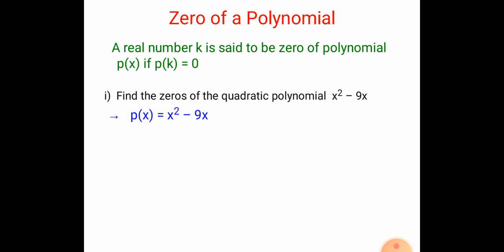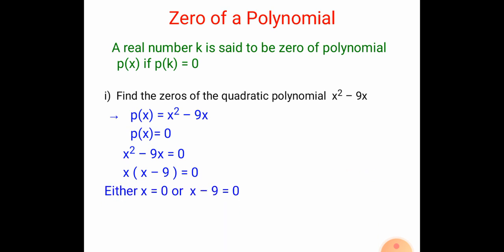Do you find anything common in both the terms? That we have to take out first. Before that, we have to say that p of x equal to 0 to get the zeros of the polynomial, very important. Now we have to say that the given polynomial x square minus 9x equal to 0, and then check what is common. In both the terms x square and minus 9x, there is x common. So I have taken x common here, and the remaining inside the bracket is x minus 9.